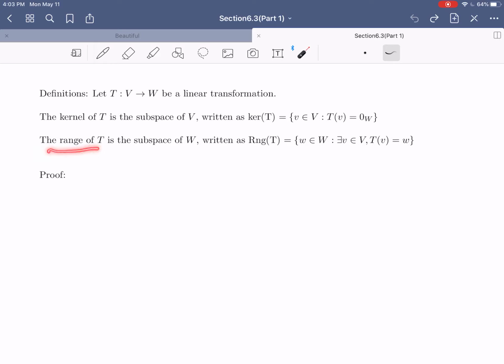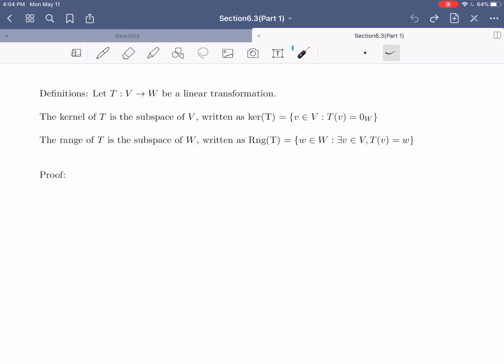The range of T, which is a subspace of W, so it's a subspace of the target space or of the codomain, written as rng of T, is the set of all vectors w in that codomain such that there exists a vector v in V so that T of v, the transformation of v, equals w. In other words, the range of T is every vector in the codomain that actually gets hit under this transformation.